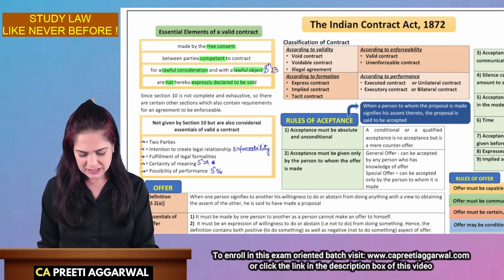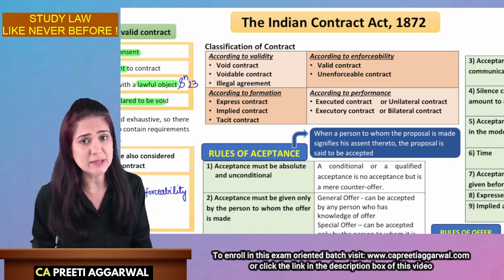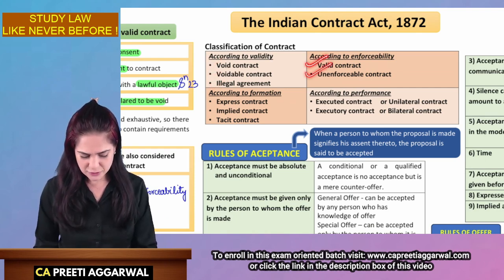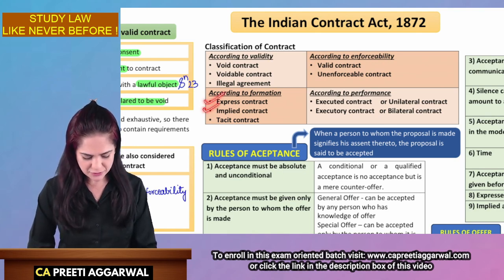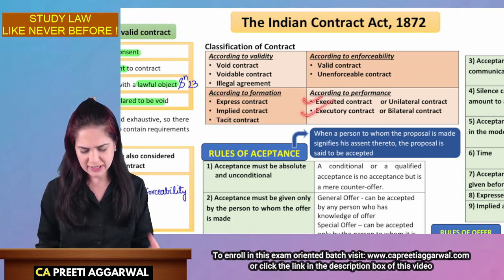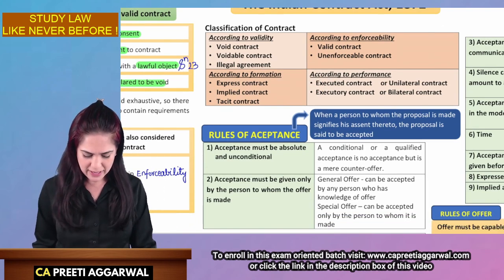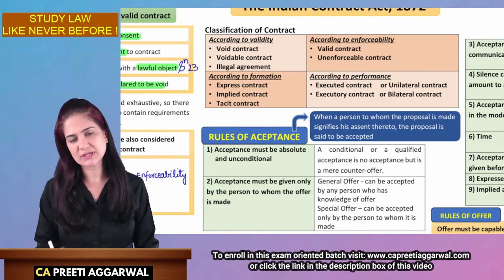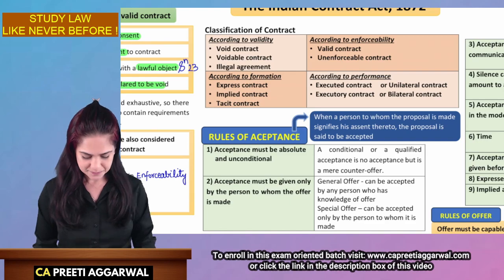Classification of contract may be according to validity as void contract, voidable contract, illegal agreement. Then we have valid contract, unenforceable contract, express contract, implied tacit contract, executed executory contract. Okay, either unilateral or bilateral. I'm not going deeper into this because anyways, we are going to revise and write everything on the next page.